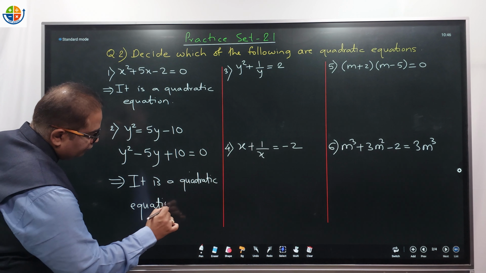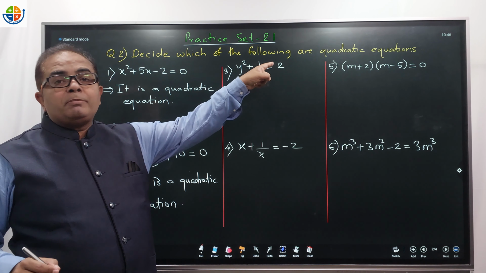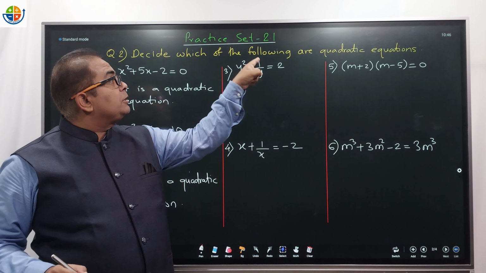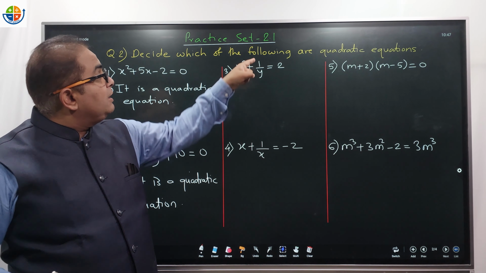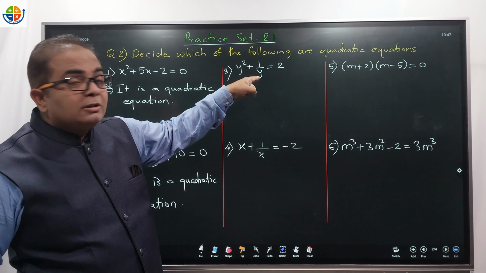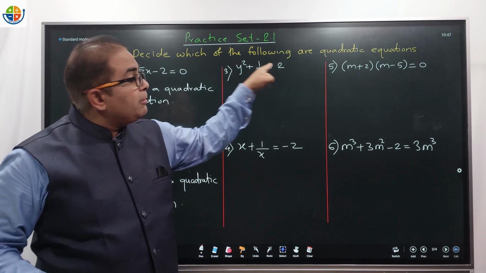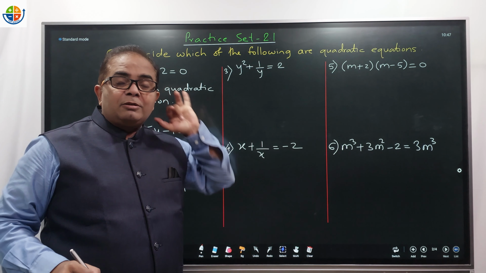Easy है ना? Third example. Y square plus 1 upon y is equals to 2. यहाँ पे y square तो आपको दिख रहा है, but there is 1 upon y, right? 1 upon y means what? We have to multiply by y to get rid of this denominator y, right?